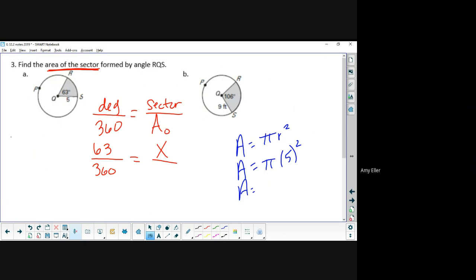Perfect. Thank you. 5 squared is 25, not 10. Careful. 5 squared, 25. So we don't have an unknown. We do end up knowing the area of the circle, 25 pi. All right, we only have one variable. We are ready to multiply across.